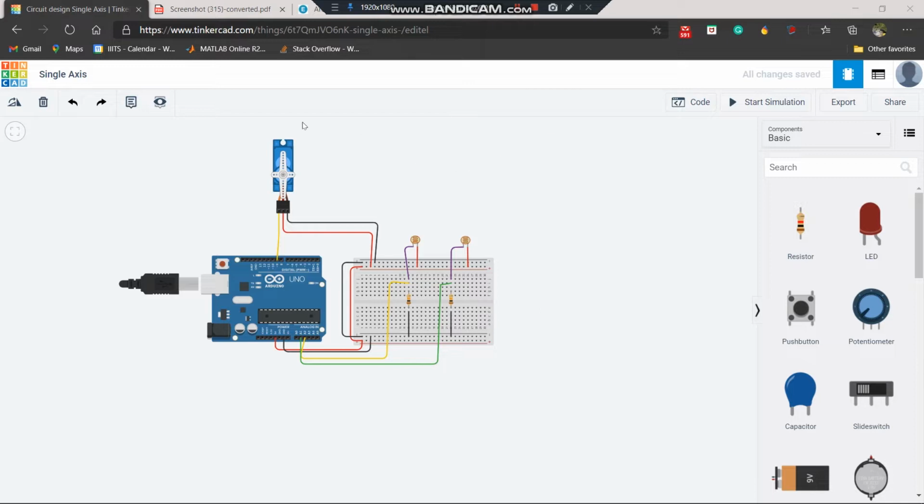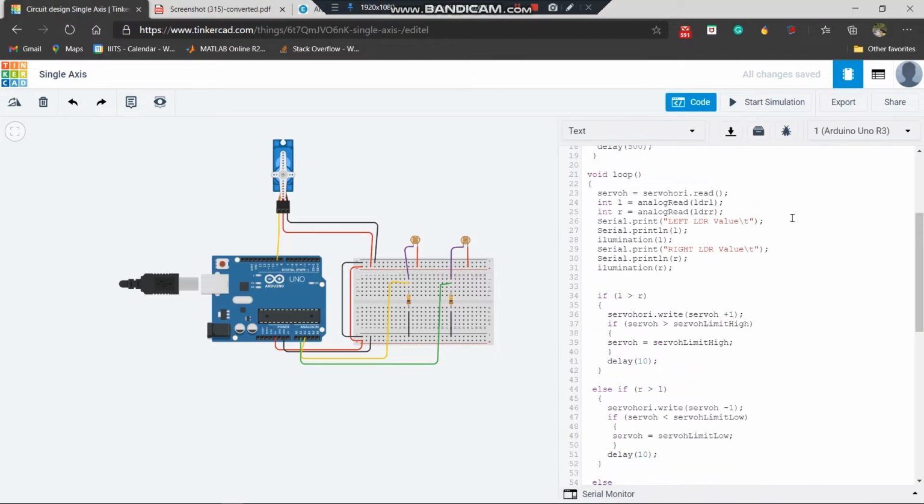Hello sir, I am Shravan. I will be doing simulation of the single axis solar tracker and dual axis solar tracker. Now we will be doing simulation of the single axis solar tracker in Tinkercad. This is the model. Now we will go into the code.